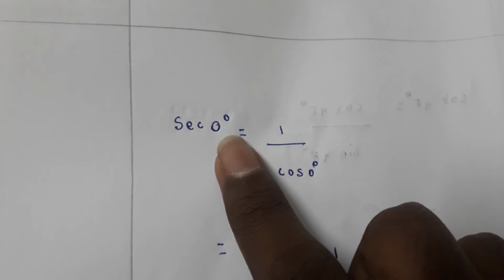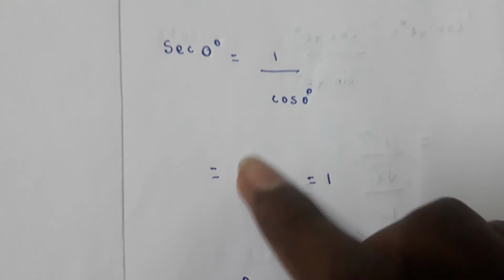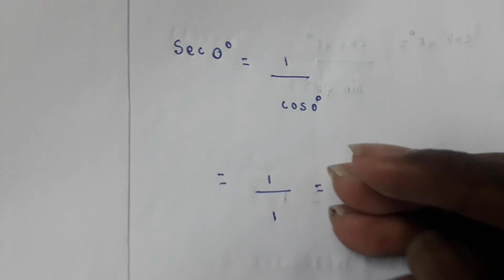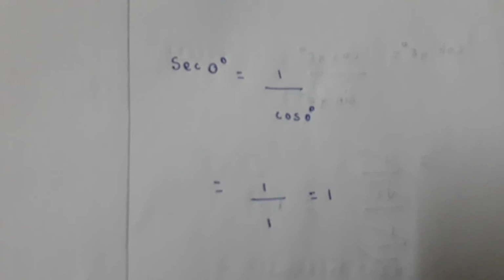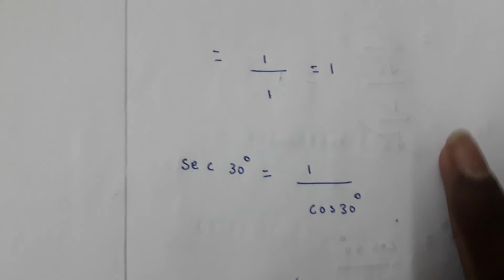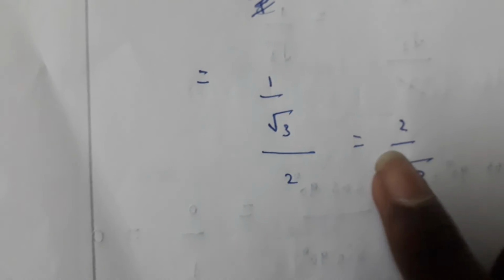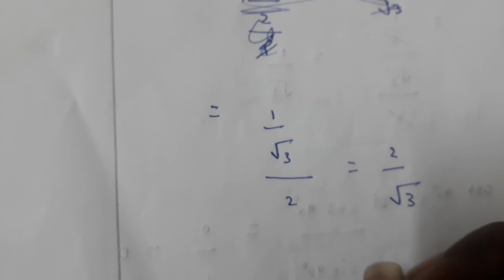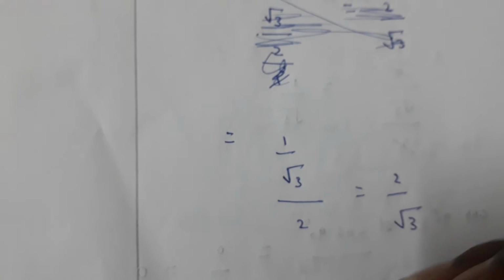Now secant 0 is equal to 1 by cos 0, which means the inverse of cos. Cos 0 means 1, so even if it is inversed, we will get 1 only. So secant 0 means 1. Now secant 30 means the inverse of cos 30. Cos 30 value is root 3 by 2. So it will be inversed, and the denominator will come up. So that is equal to 2 by root 3.